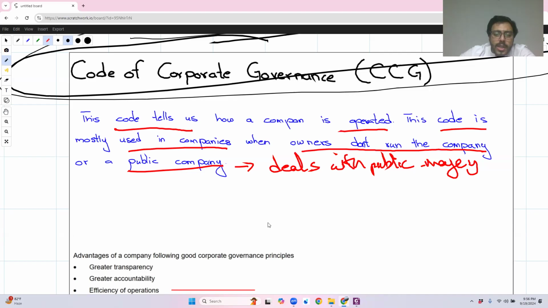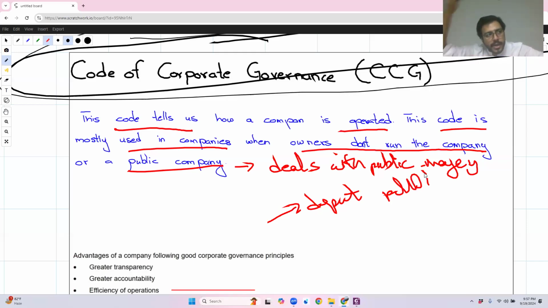Why? Because all the people who will be depositing the money within your bank would be the public, the general public, people like me, you, all my students, all my teachers that have gone into heaven. So all of those people would be depositing money within your bank. So you are dealing with public money. Again, you need to have CCG. Owners can't run the company in a public company.